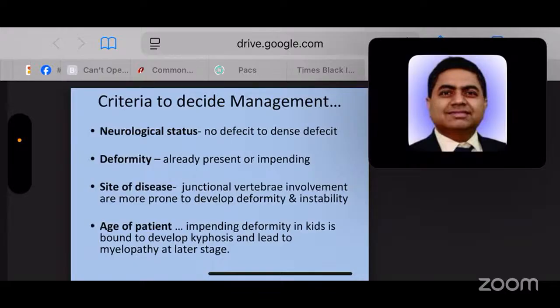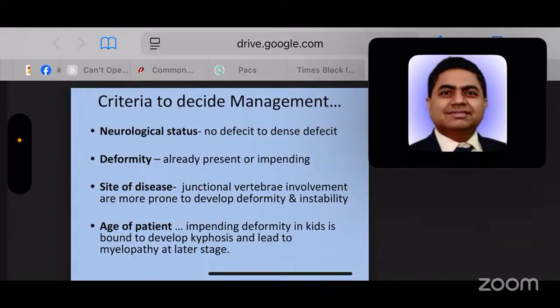If the tuberculosis is affecting some junctional area like the C1, C2 region, the occipitocervical region, or C7, D1: as the disease heals, there is always expected to be some collapse in the diseased vertebrae, and there will be some deformity at the end of healing. So if it is suspected that the end result will lead to significant deformity or significant instability, then such junctional areas should also be operated upon, because these are very painful to begin with, and they usually don't respond to non-surgical management.